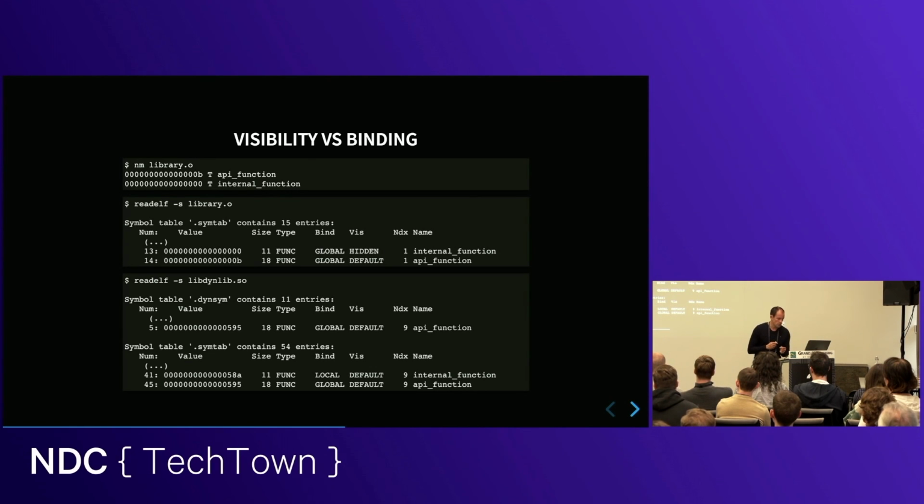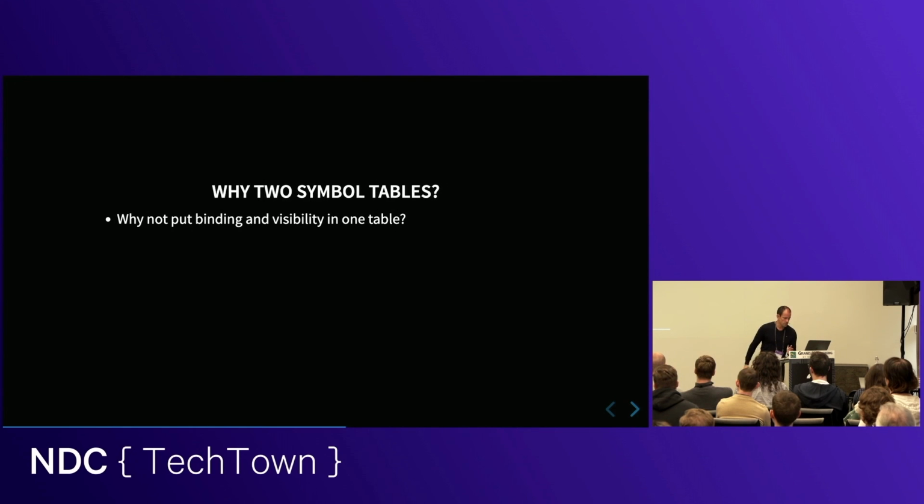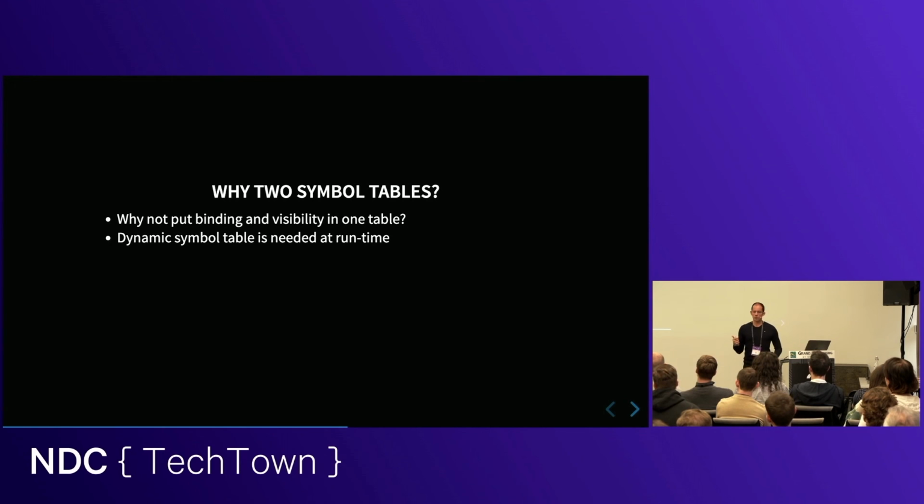I think I actually have a slide for this. Why not just put binding and visibility in one table? It's already in one table. It's in symtab, so why also have a dynsym? The thing is that the dynamic symbol table is needed at runtime. When I load my executable and all of my SOs, the dynamic linker and loader has to patch up some of these addresses to call between the SOs.